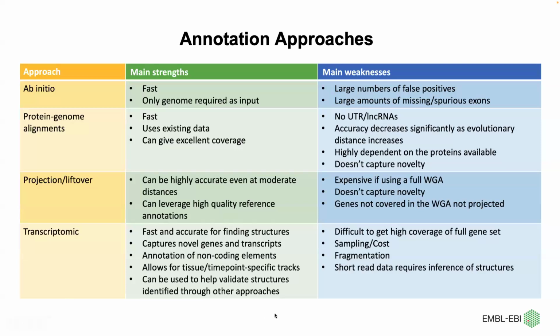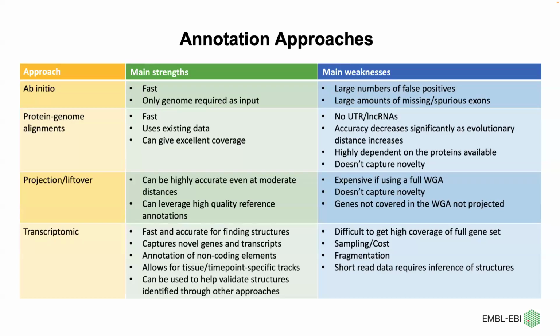The weakness of this method is that it's difficult to get high coverage of the entire gene set, because it depends on the expression data. Whatever gene is expressed will be used as evidence. Sometimes the sampling could be a problem and the cost could be a problem. If we are just using short read data, this might also require additional inference for the gene structure.